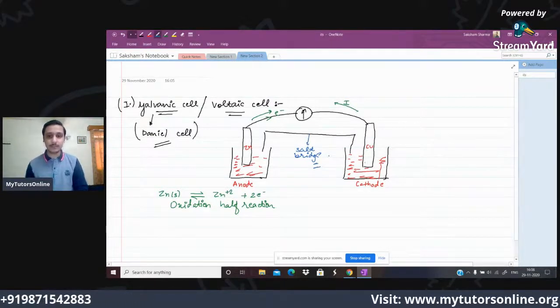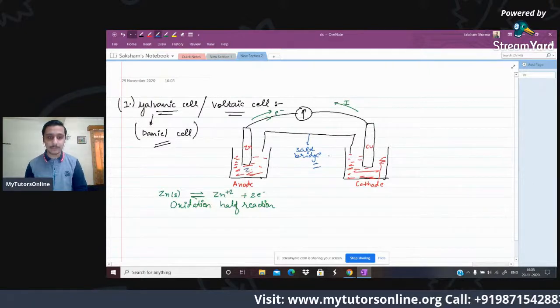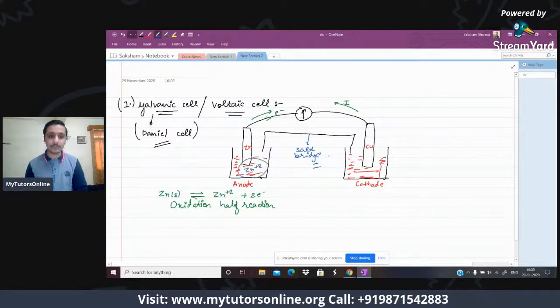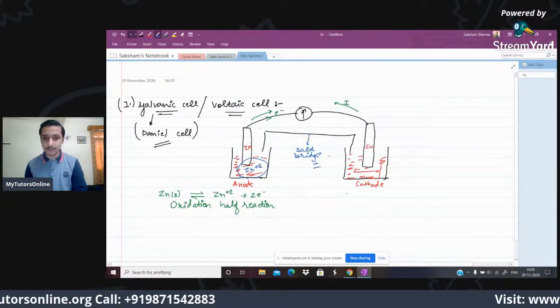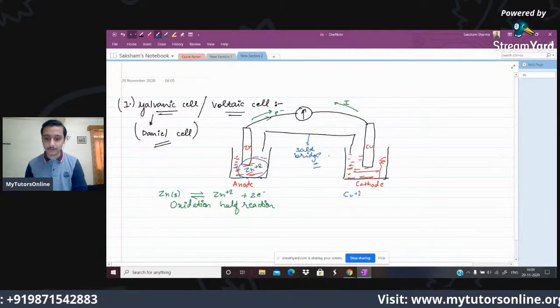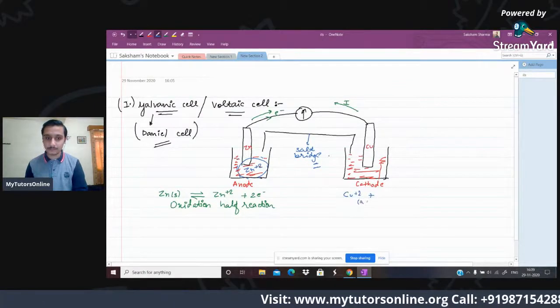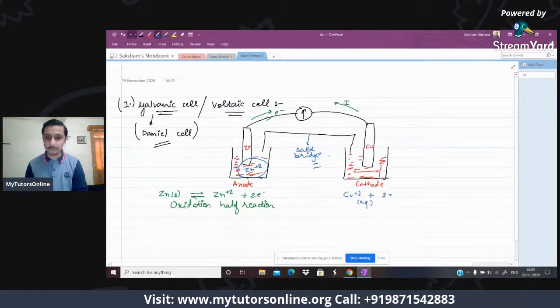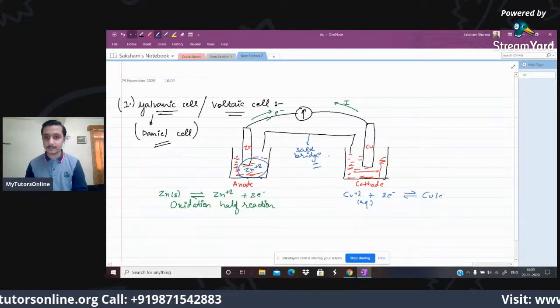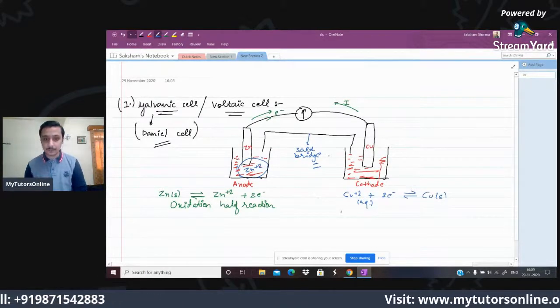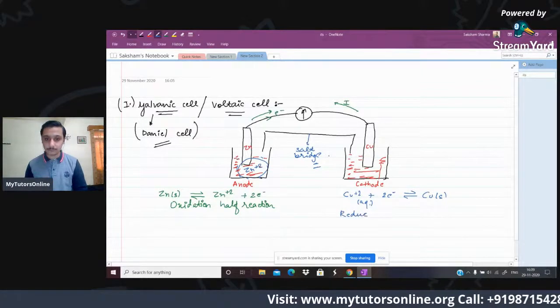Now, what happens? Your zinc gets converted into Zn2+ ions and electrons flow from here. Now, you have a similar reaction. So what will happen here? Zn2+ ions will start depositing over here. And here, you will have a reaction something like this: your Cu2+ ions in aqueous form get electrons and they get deposited as copper. This will be your reduction half reaction.